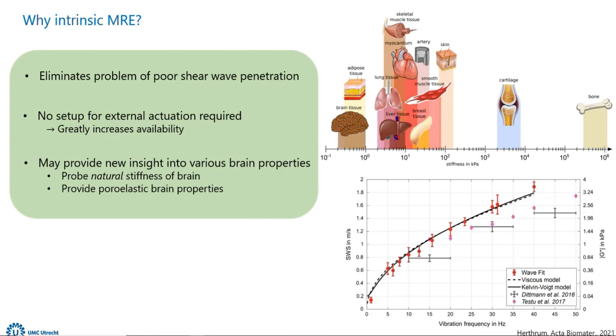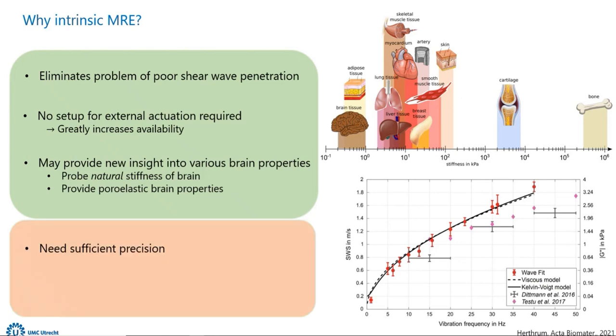And we might also provide some poroelastic brain properties. Just as the stiffness is increased in the standard case with vibration frequency, you also diminish any porous effects of the brain. So you cannot use any poroelastic models to try to retrieve those properties, such as, for example, the hydraulic connectivity. So that's also something we're interested in. Now, of course, there come some disadvantages with the technique. So you need sufficient precision in order to measure these subtle brain deformations, which is why we're interested in 7 Tesla imaging, as well as these more optimized sequences.